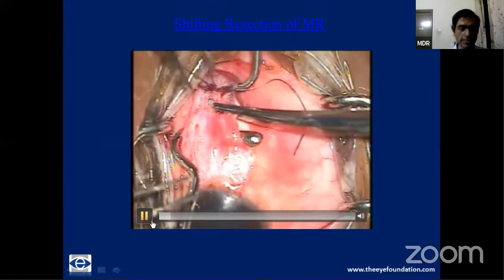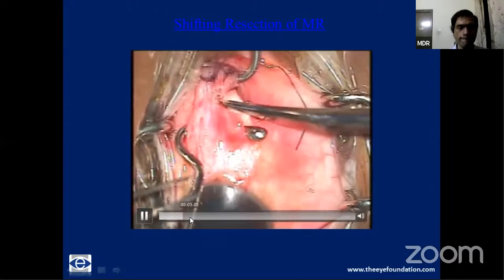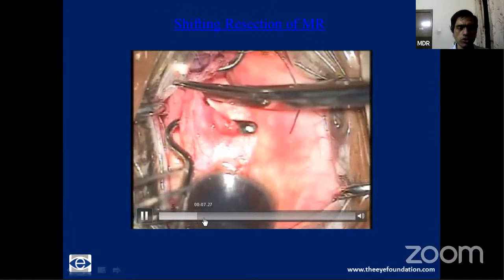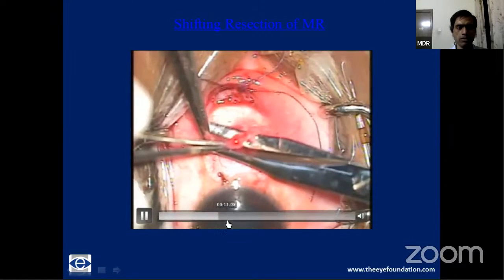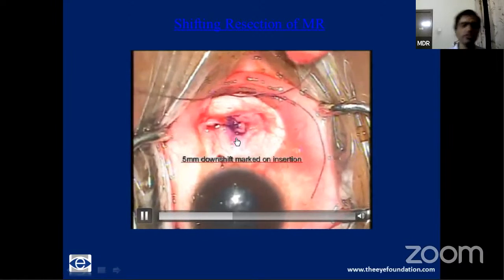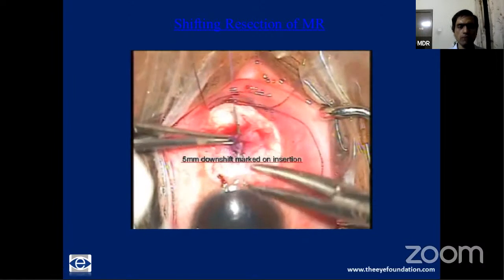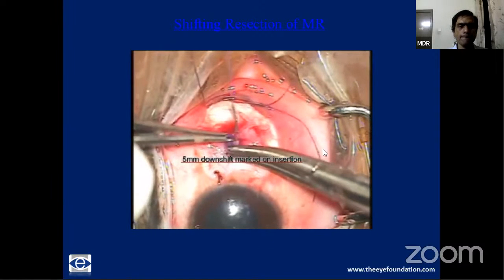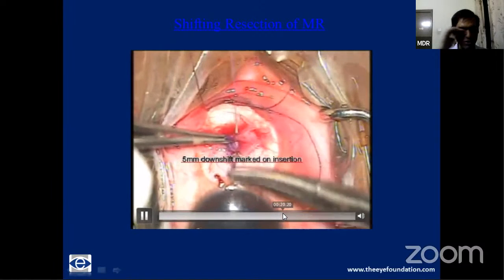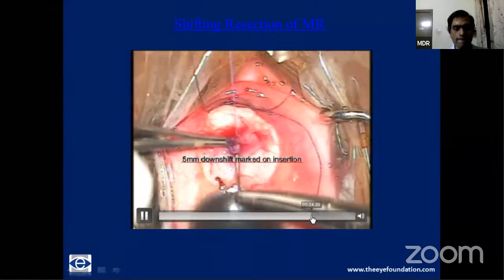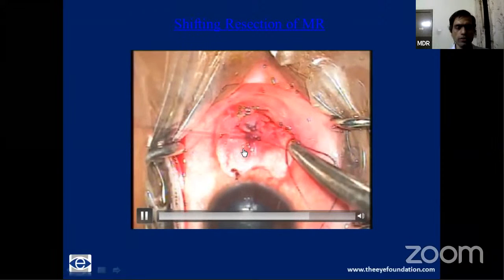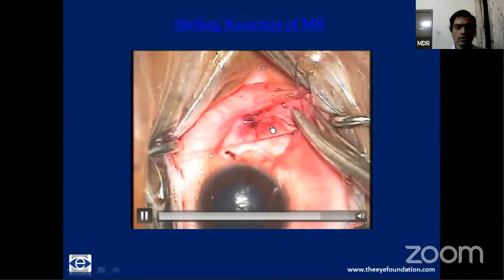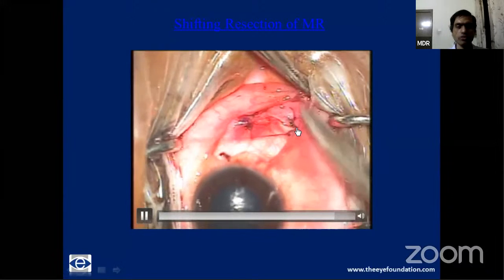As for a shifting resection, once you have cut the muscle, cut the stump of the muscle, you mark the shift distance, 5 mm downshift, marked on the insertion. You pass the suture, and the next one is marked concentrically. So once you have tied the sutures, this rectus muscle is downshifted.